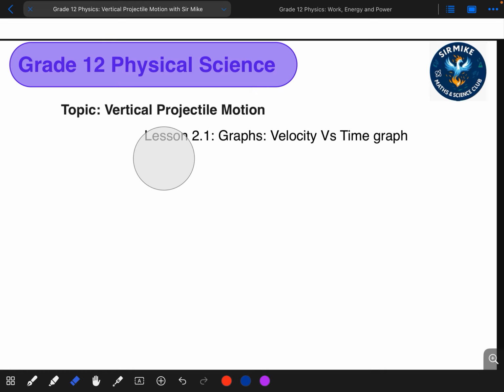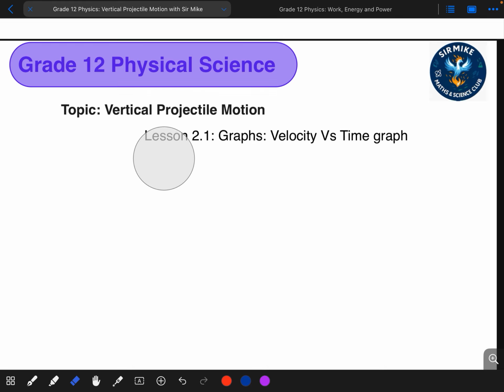Now, when it comes to vertical projectile motion, we have three types of graphs. We have the velocity versus time graph, which is what we'll be covering in this video. We also have the position versus time graph and the acceleration versus time graph, which we will cover in the videos to come.